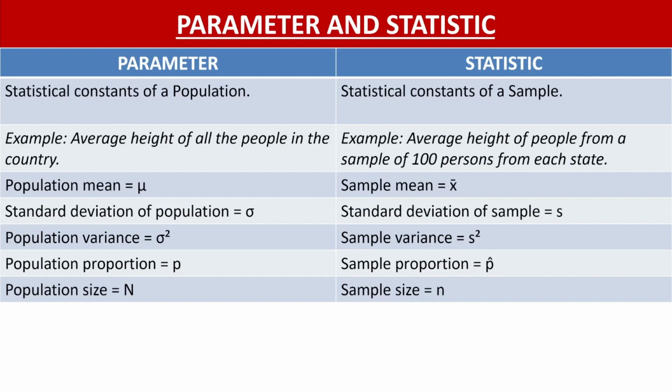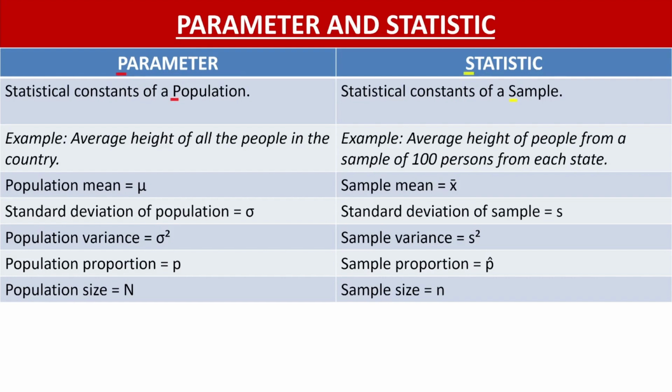An easy way to remember is that parameter stands for population and both of them start with the same alphabet, that is P. Similarly, statistic stands for sample and they also start with the same alphabet S. Okay, this is a way how you can remember this.